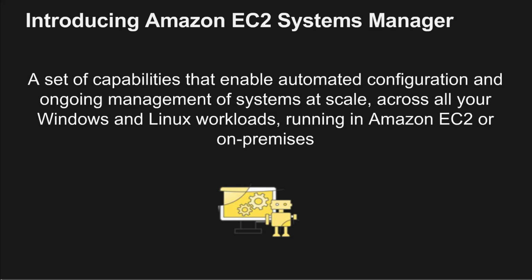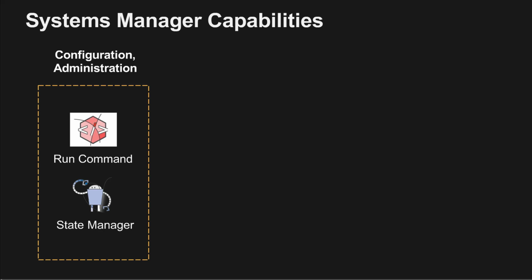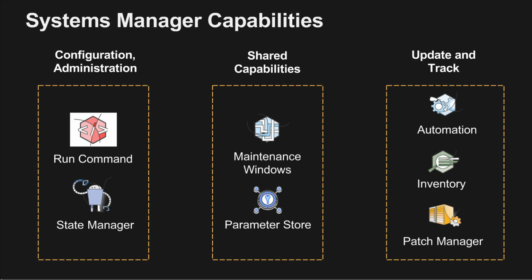All right, so what exactly are the Systems Manager capabilities? There's 7 of them. I'm going to throw them all up here on the screen, and then we'll touch on each of them briefly with a description. On the left, you'll see Run Command and State Manager. Now, those are 2 capabilities that we're going to be covering. These are fundamental capabilities within Systems Manager.